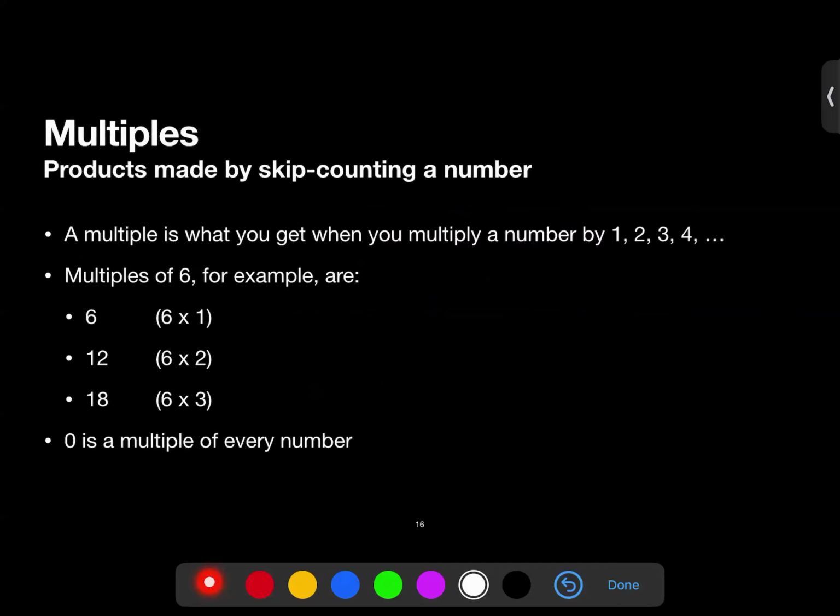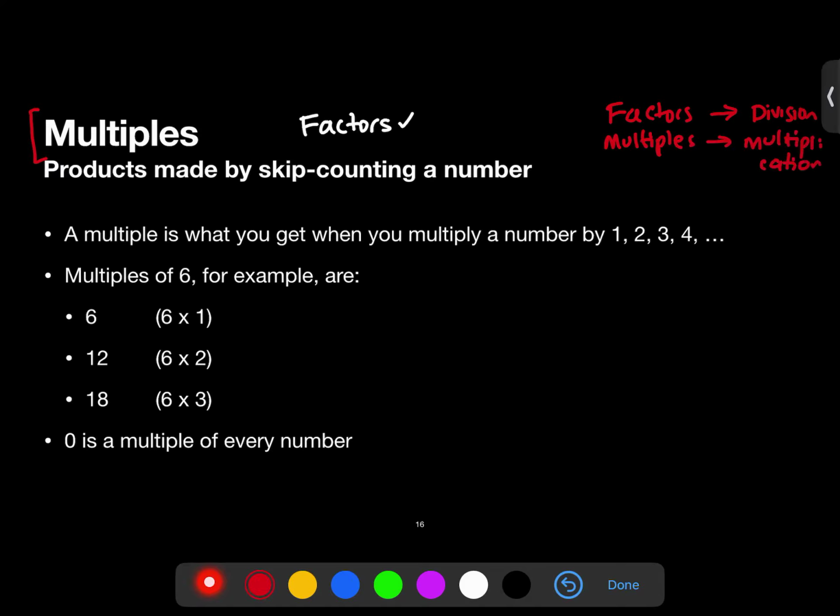So the second type of number we want to learn, so we've covered factors, right? Now we want to learn something called multiples. So you can think of factors as division and multiples as multiplication. So factors are for division and multiples are for multiplication.